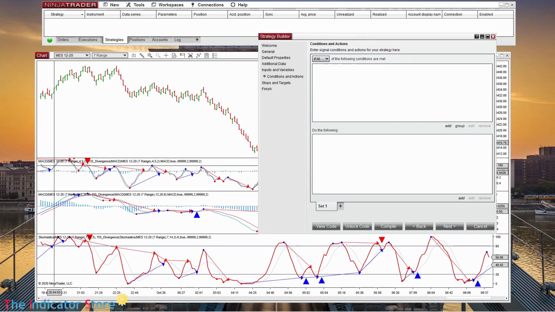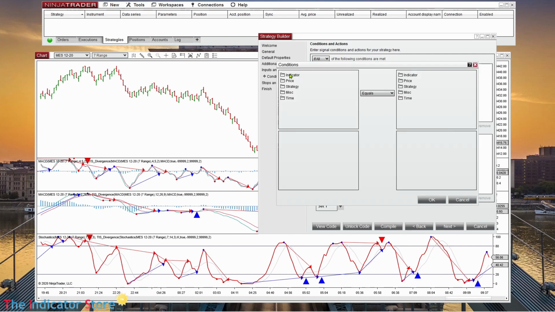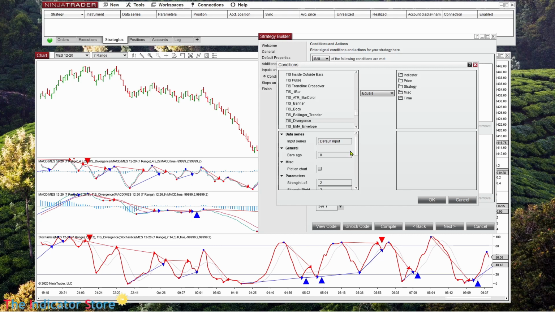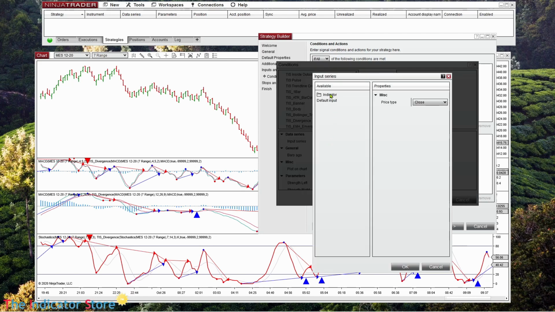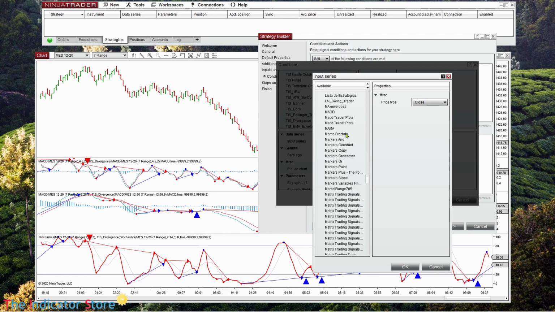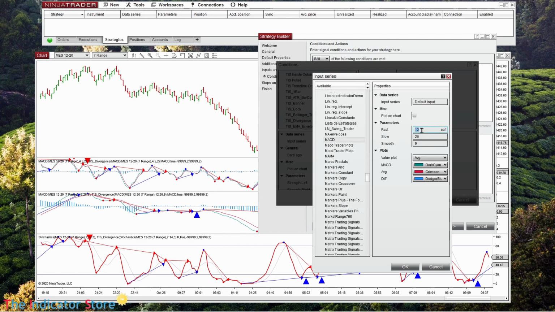So let's say I want to automate the signals of this, the MACD with 4, 5, and 2. So add indicator, TIS Divergence. I want to detect when I have an up signal to enter long, and instead of on input series, instead of the price, I select the indicator. The indicator is a MACD, 4, 5, and 2. And the plot I want to use is the MACD.